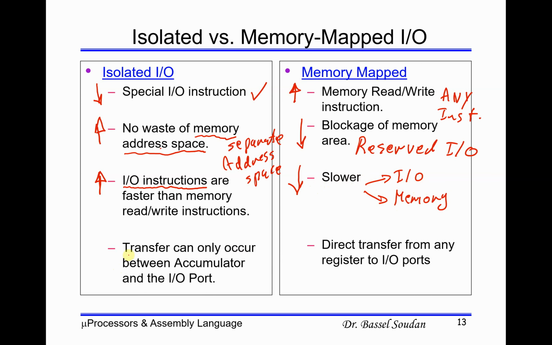The last but not least is that the transfer can only occur between the accumulator and the input output, which is definitely a disadvantage, as we discussed before. So here I have a very limited capability of transferring the data, while a direct transfer from any register to the I/O is permissible for the memory mapped I/O. So this concludes the isolated and memory mapped I/O, and this is the last thing in the last theoretical part.